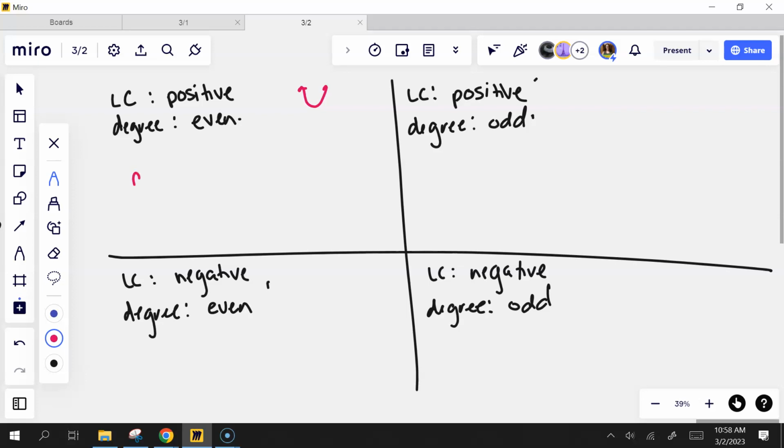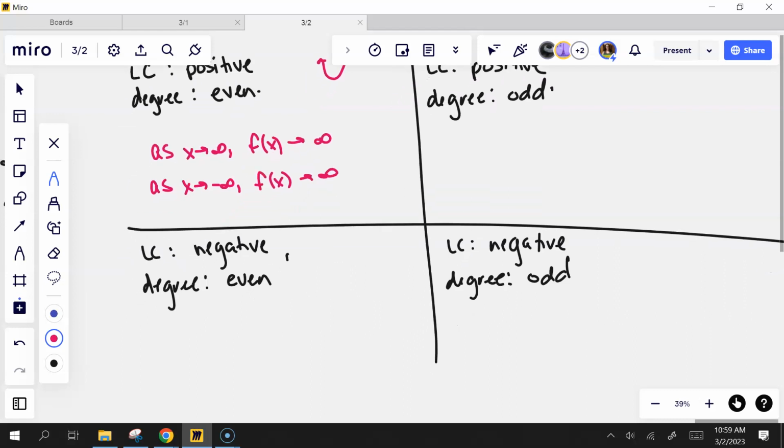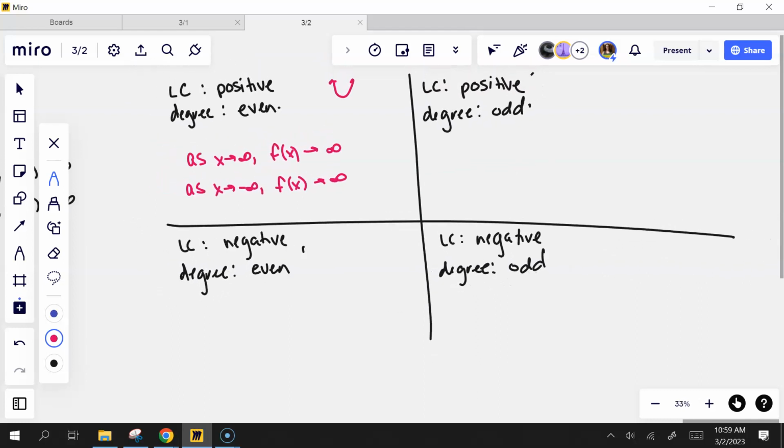So in this square, as x approaches infinity, f of x approaches infinity. And as x approaches negative infinity, f of x still approaches infinity. So if I start out with a positive number and an even degree, then both ends of my graph are going up. No matter what's happening in the middle, they're both going up. Have we done the chart like this? Okay.